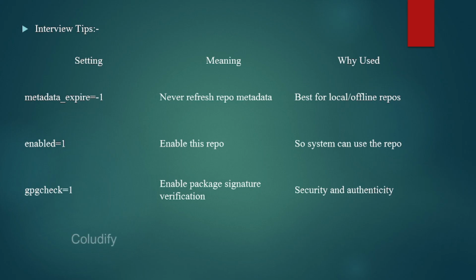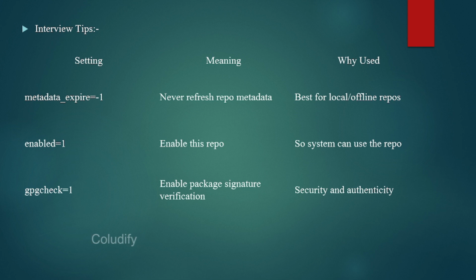So here are some interview tips regarding your repo file. We have seen our repo file. Inside that file, we saw the parameters metadata_expire=-1, enabled=1, and gpgcheck=1. So what is the meaning of these parameters? metadata_expire=-1 means never refresh repo data. It is best for local and offline repos.